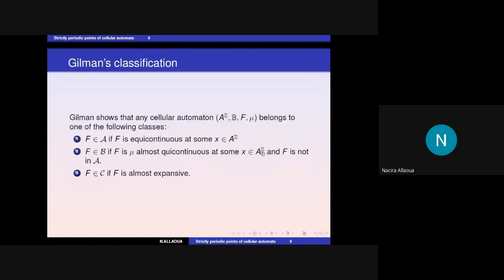So Gilman shows that any cellular automaton belongs to one of the following classes. In the first class, we find cellular automata that are equicontinuous at some x. In the second class, we find cellular automata that are almost equicontinuous at some x, but which are not in the first class. In the third class, we find expansive, almost expansive cellular automata.